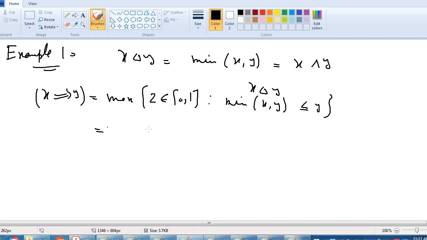So there are two conditions. If x is less than or equal to y, then we will get the answer 1. If x is strictly greater than y, then we will get y as the answer. Here we are applying the formula x delta z is less than or equal to y, so we will get min of x and z less than or equal to y. So this condition holds for our first example.